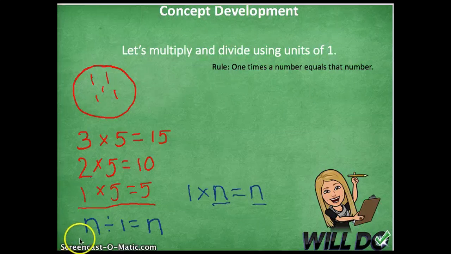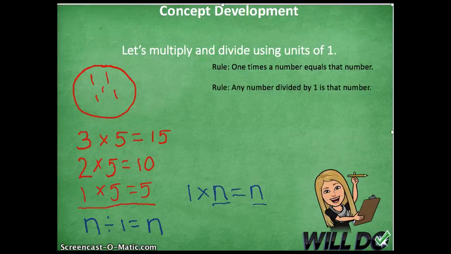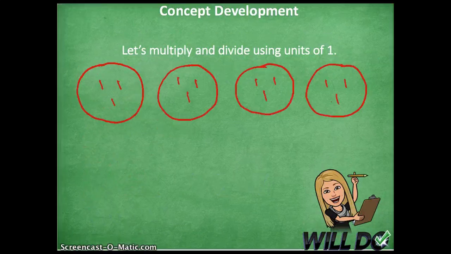If you and your learning guide decided that n was the total number of dots divided by one group, and it equaled the total number of dots, you and your learning guide were right. Let's look at the rule that we've come up with now. Great, any number divided by 1 is that number. Let's do some more practice.